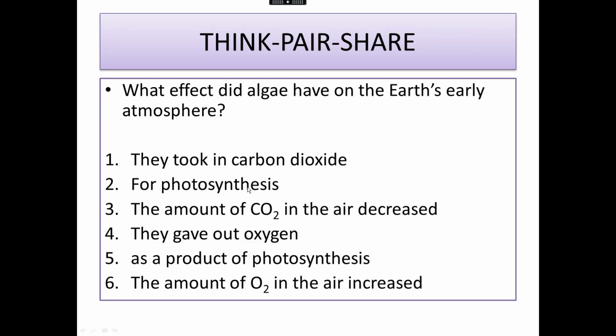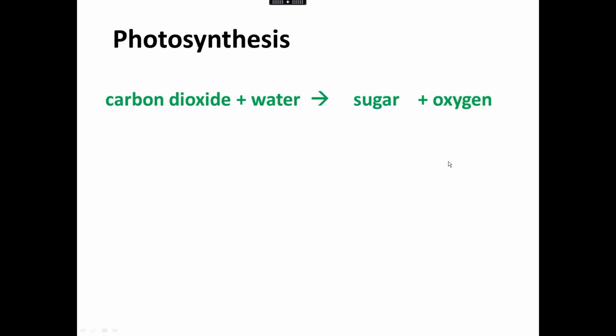The correct understanding is algae took in carbon dioxide. They did photosynthesis. So that means the amount of carbon dioxide in the air decreased. They gave out oxygen as a product of photosynthesis. So the amount of oxygen in the air increased. Algae had a big effect on the Earth's early atmosphere because it was one of the first plants to evolve in the oceans. A lot of algae in the oceans, doing a lot of photosynthesis, taking in carbon dioxide and giving out a lot of oxygen.